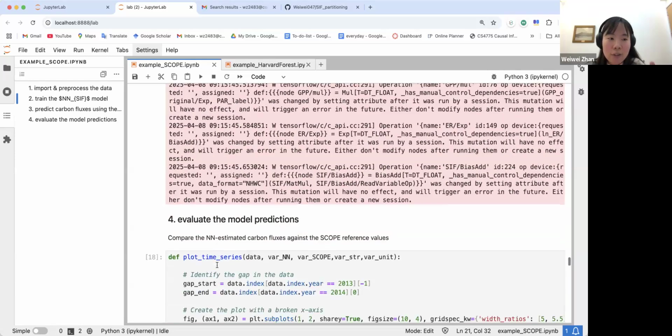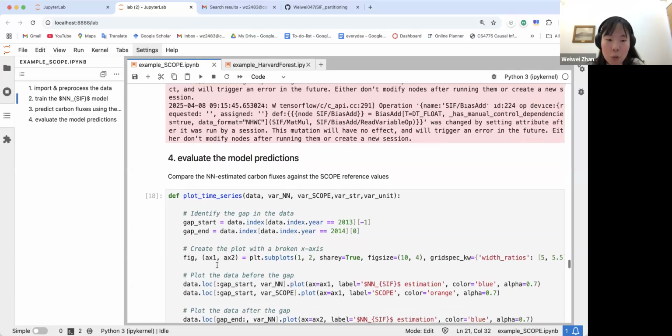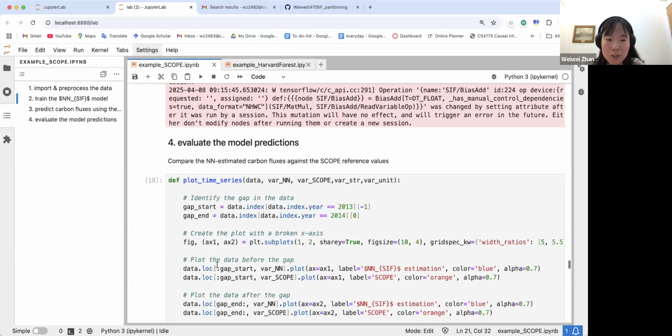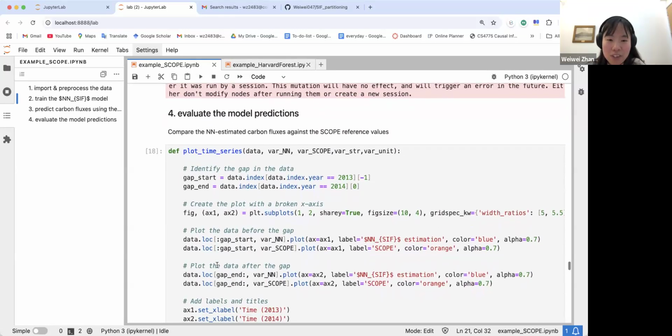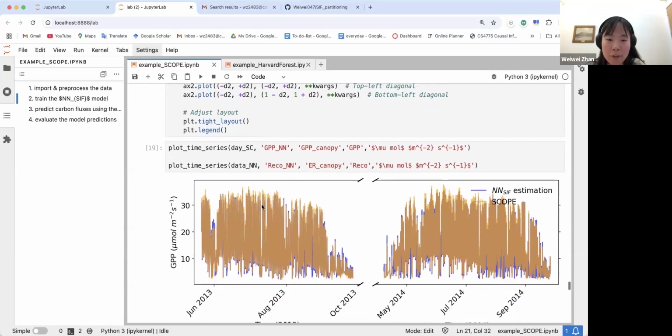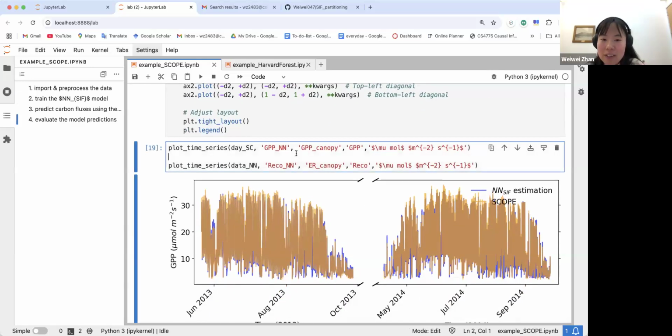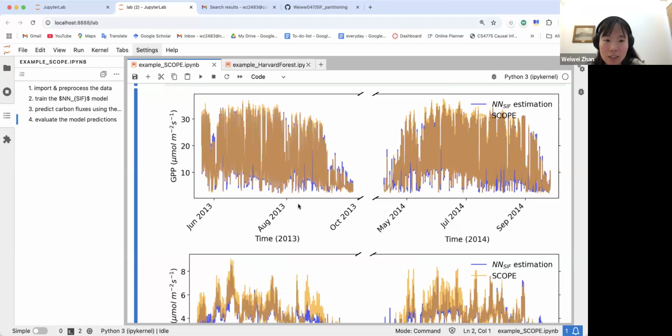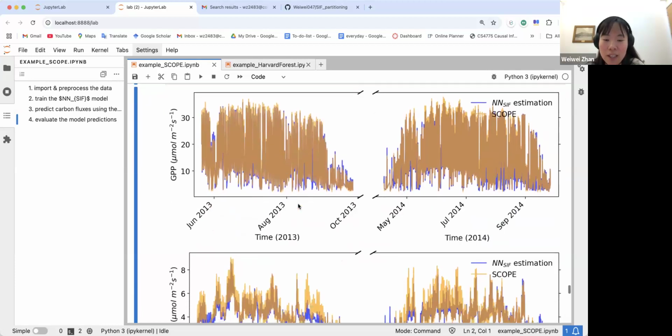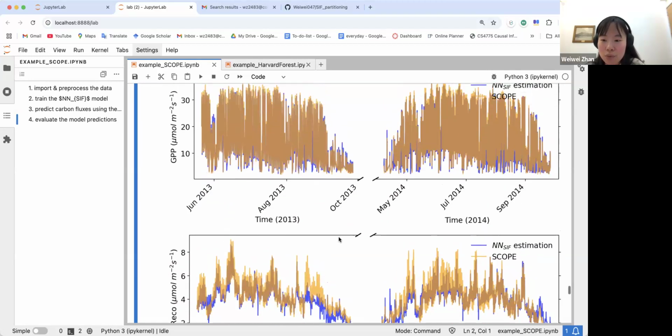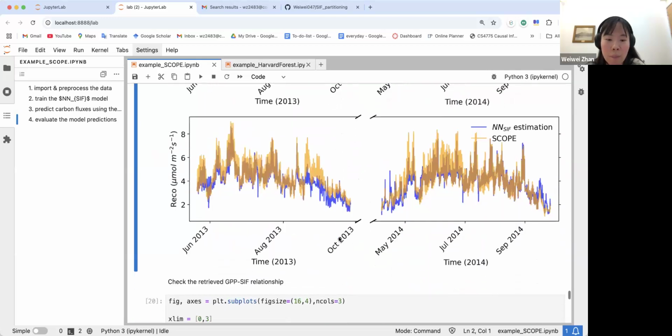After we get the predicted values, we start to evaluate the model predictions by comparing the time series of our partitioned GPP versus the GPP simulated by SCOPE. So this is what I ran this morning, and it works well to reproduce this SCOPE simulation.